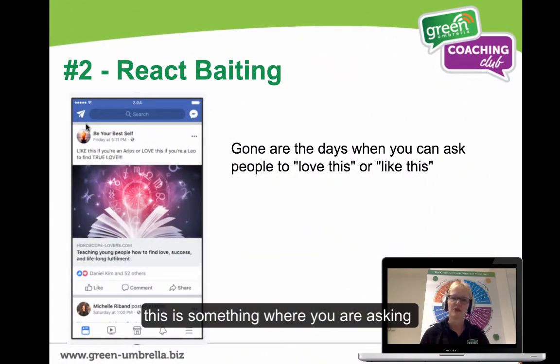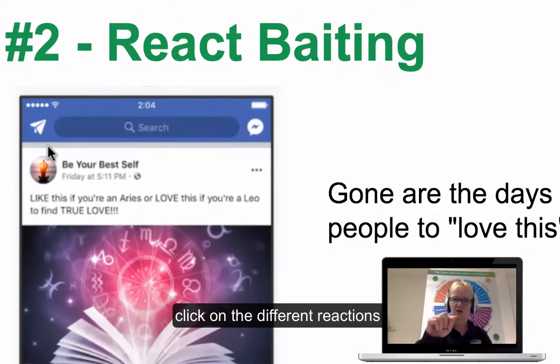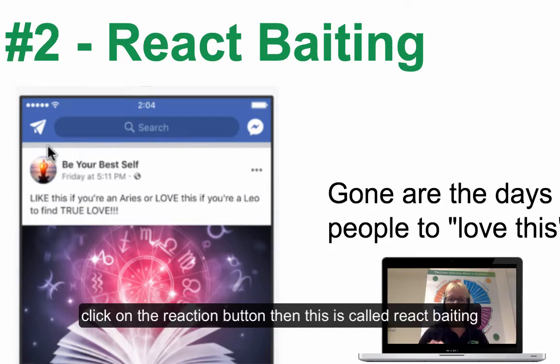Number 2 is called react baiting. So this is something else where you're perhaps asking people, do you love this, or do you like it? Or you've got the other different reactions when people actually click on it, and it's happy, sad, and all the rest of it. If you're asking people to click on that particular button, that's called react baiting.